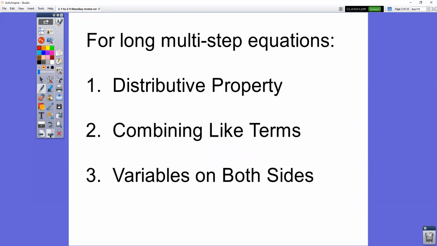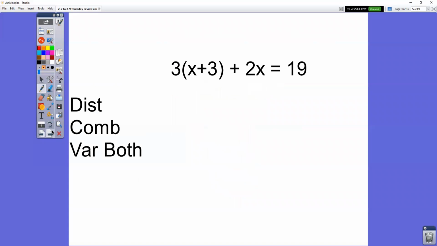The next type of questions came from 2.7, where you have to do this order. All right, you have to do the distributive property first, then combining like terms, then variables on both sides. So go ahead and try this question, please. 3 times (x + 3) plus 2x equals 19. Try this one, please.